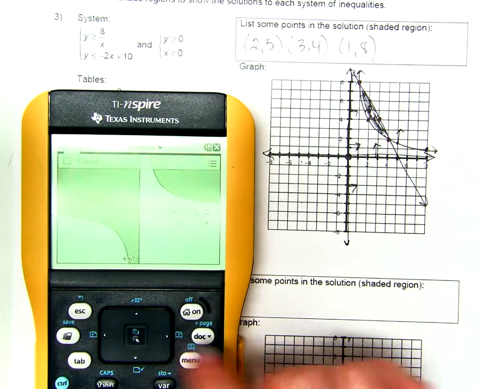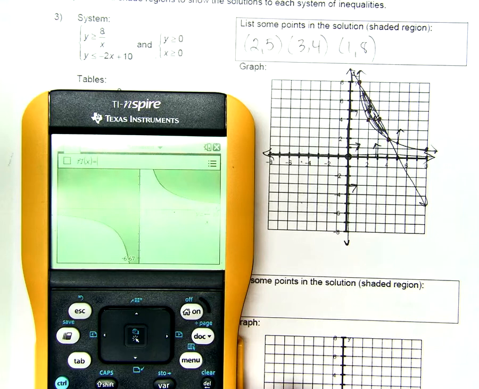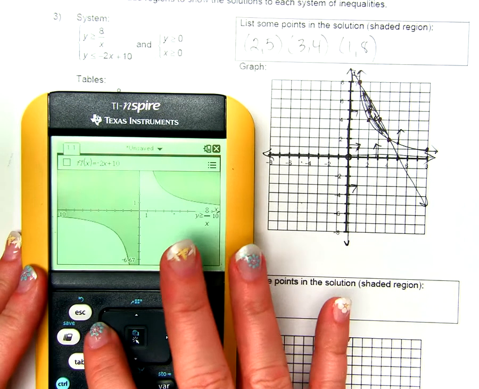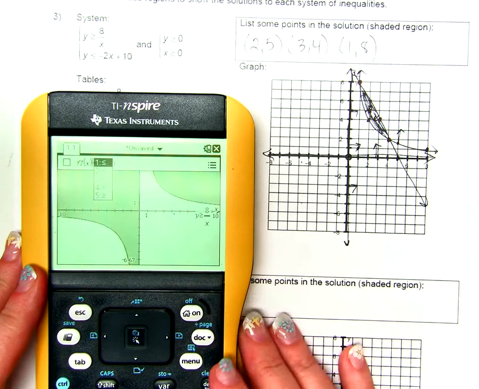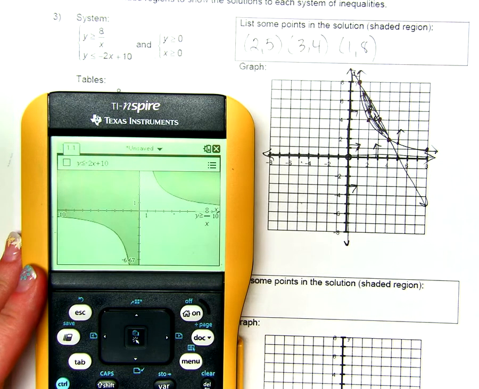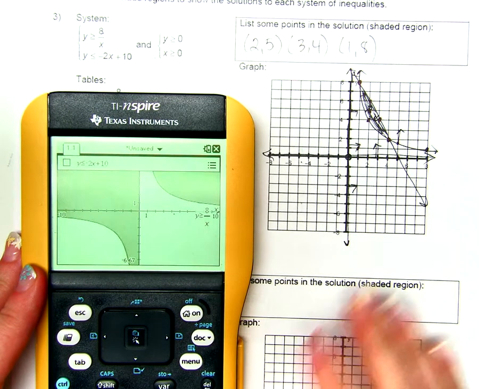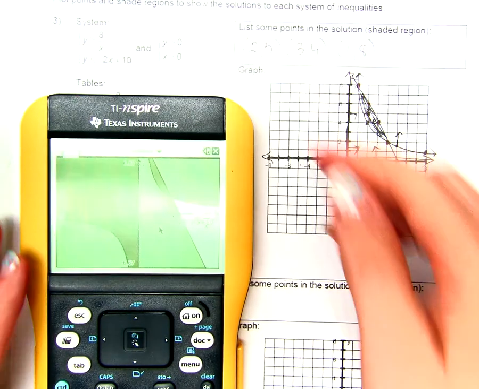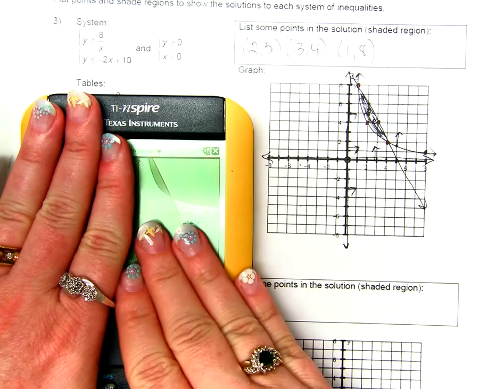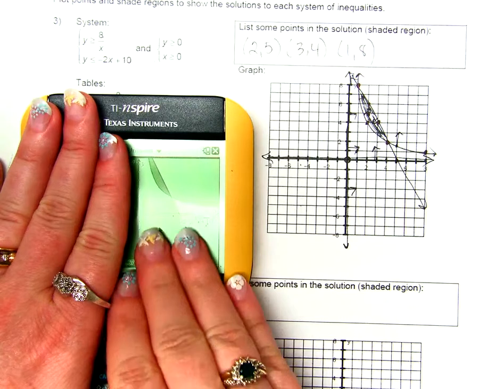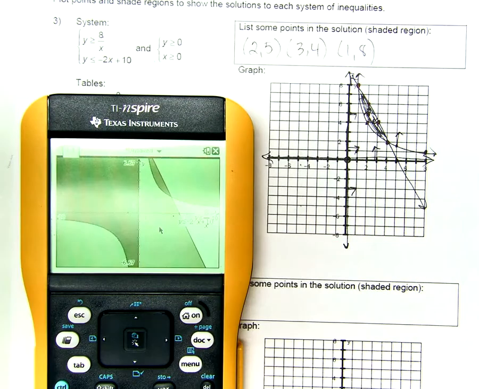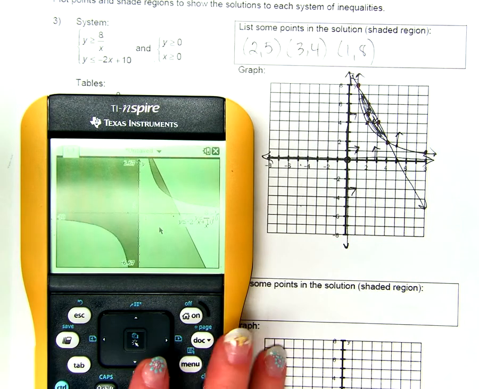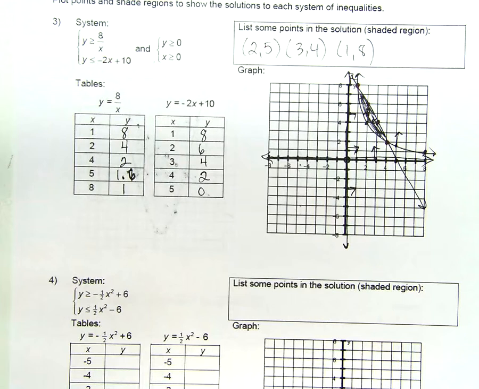Okay? So the next one was negative 2x plus 10, but that wasn't equal. That was less than or equal. So really, that's showing you right now, we know it has to be in the first quadrant because of these two constraints. So that is showing us that does work. Okay? Do you have any questions?